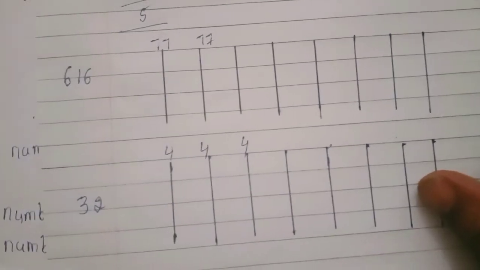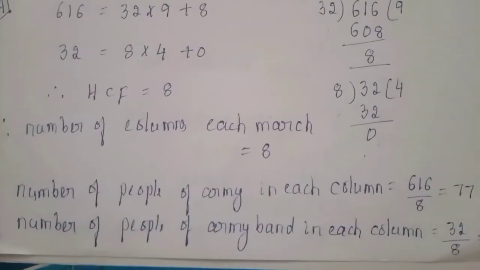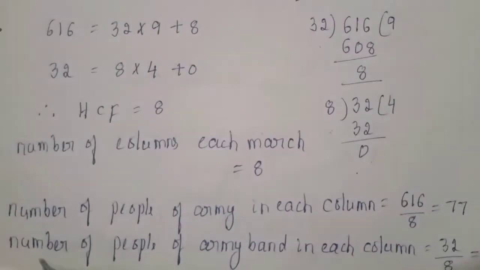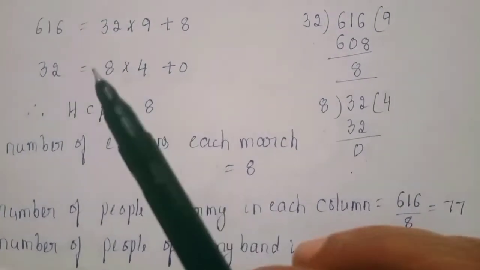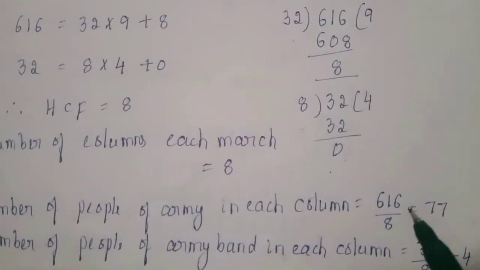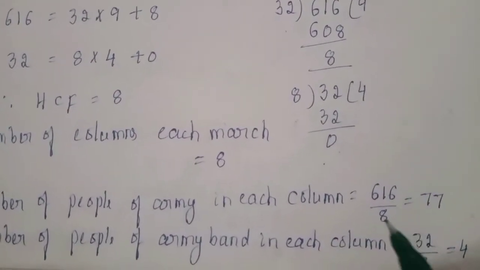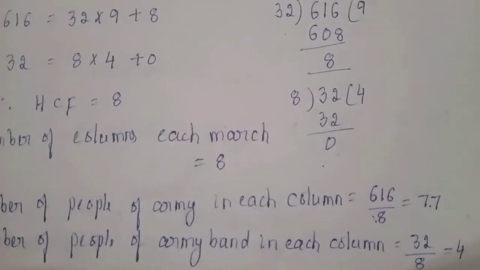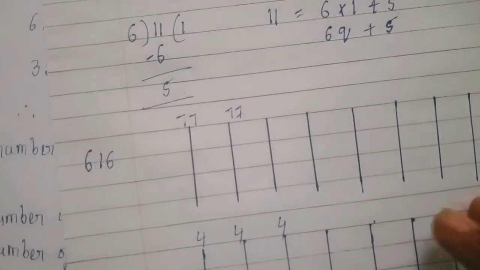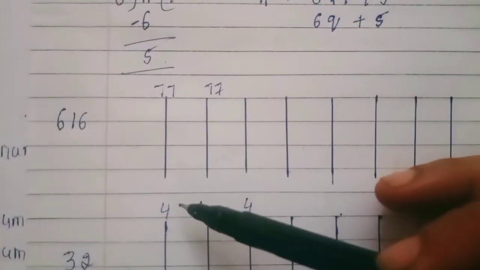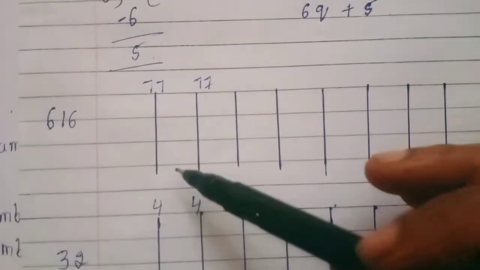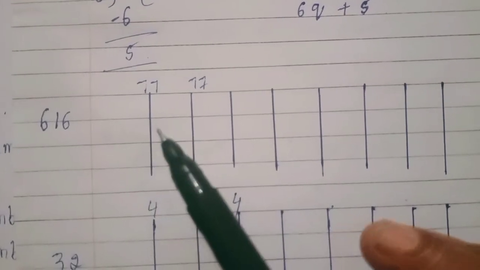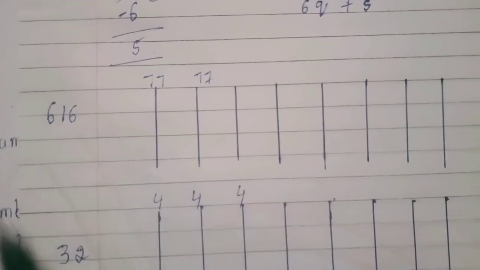Suppose in the question there is an additional part, like find the number of people in each column of each kind. In the case of 616 people, how will you find it? 616 divided by 8, I'll get 77. So there are 77 army people in each column. Like this, 77 people in the first column, 77 in the second column, and so on. In all the 8 columns there are 77 people. When you multiply 77 into 8, you get 616.